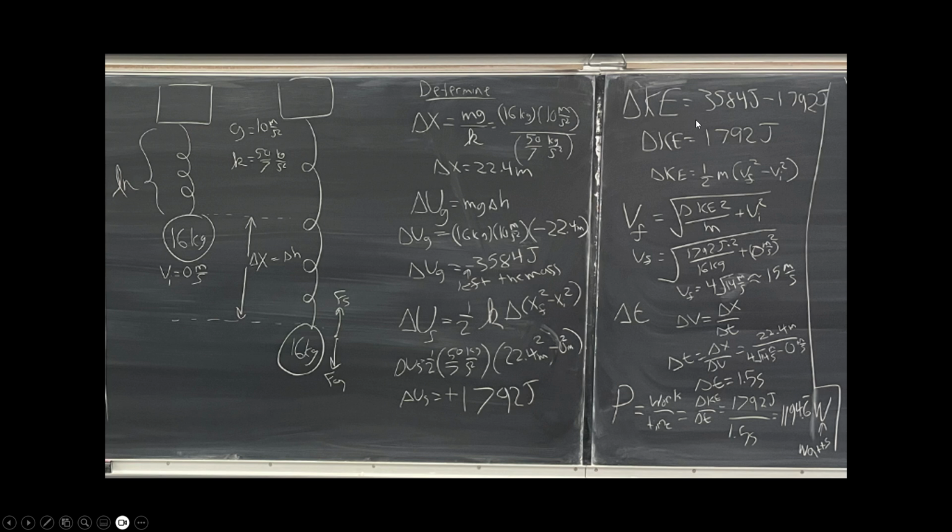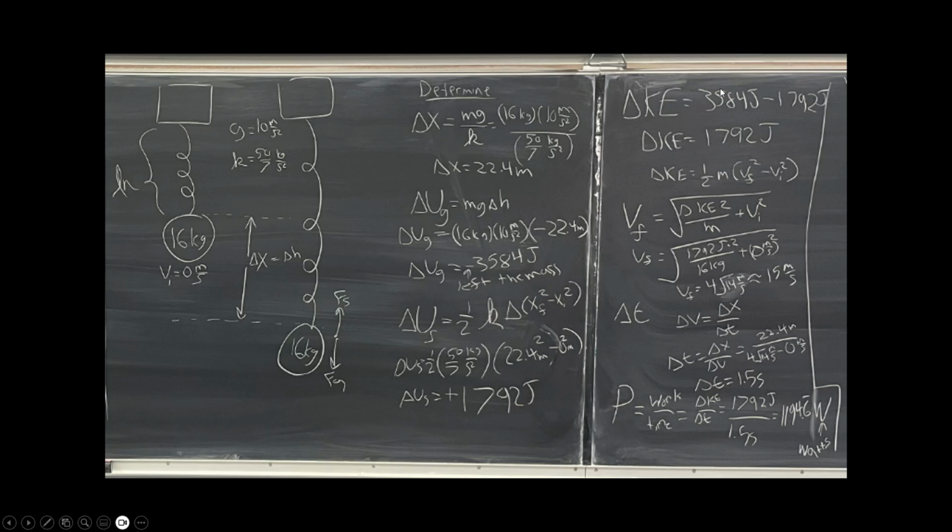As far as kinetic energy goes, the change in kinetic energy, delta KE, we are going to take the difference of our gravitational potential energy and our spring potential energy, but we're going to flip the signs. Or what you could do is put this in absolute value signs. Basically, of the total amount of energy that could have gone to kinetic energy because it left the mass, how much of it did not go to kinetic energy? So that's why I changed 3,584 to a positive number and 1,792 to a negative number.